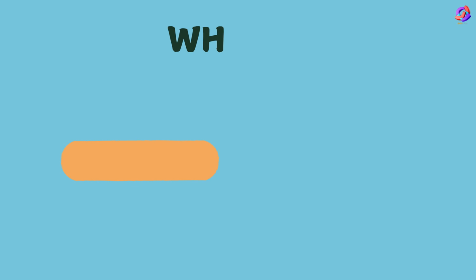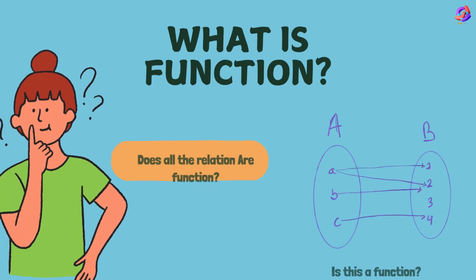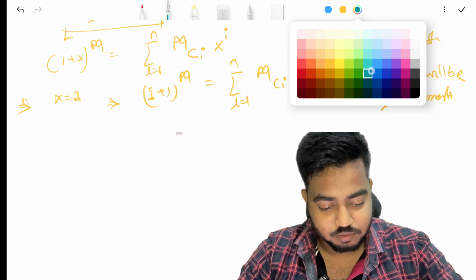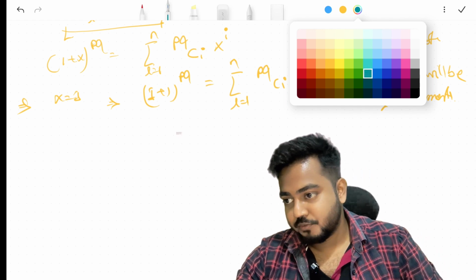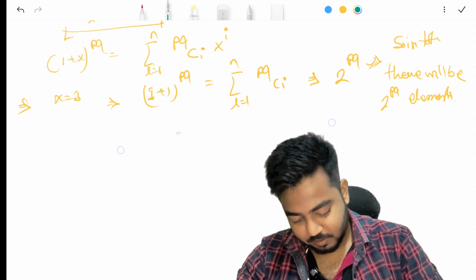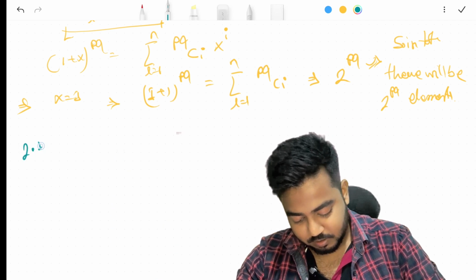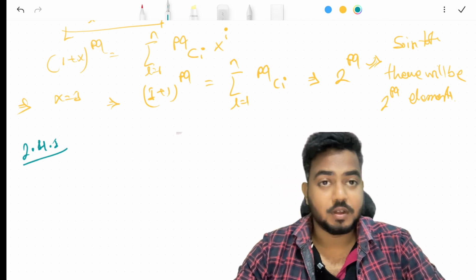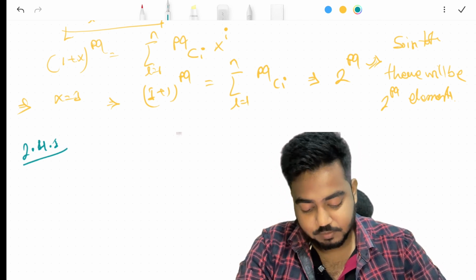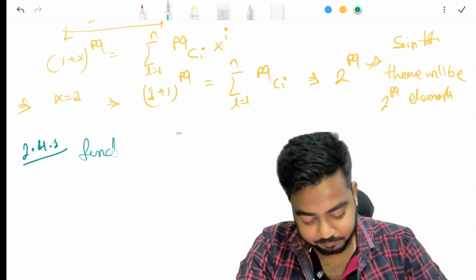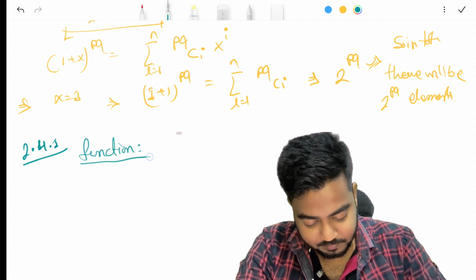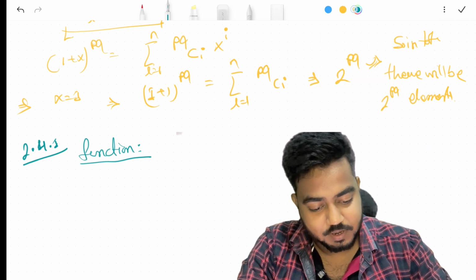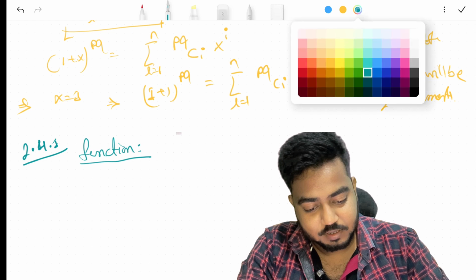Let's talk about 2.4.1, which is talking about the function. In this module we will talk about the function. Let's check the definition of the function.